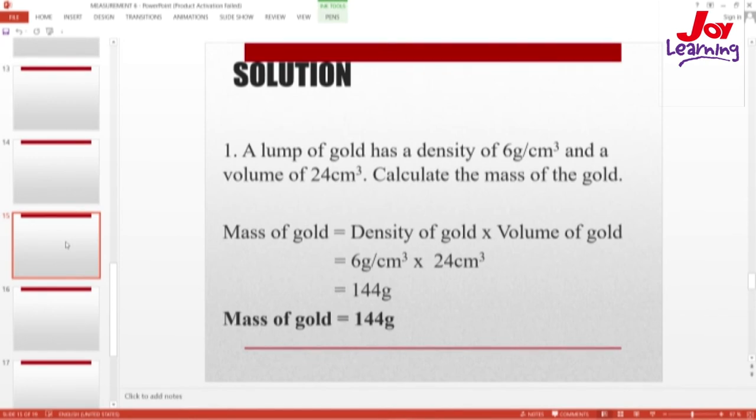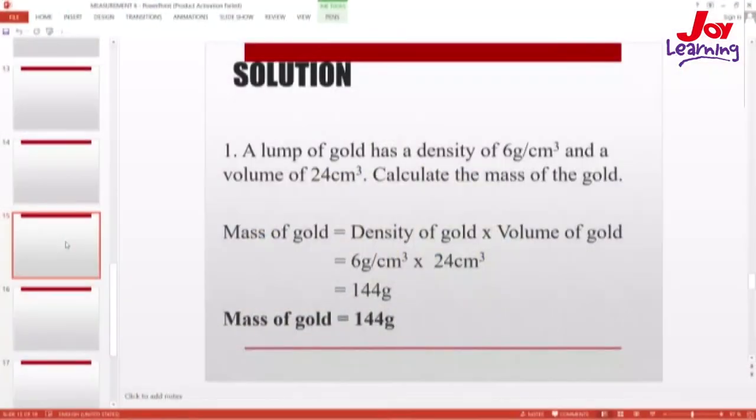So this time, to get the mass of gold, we multiply the density of gold by the volume of gold. Take notice of this. Anytime you are to calculate the mass of a substance, if you are given the density and the volume, all that you have to do is multiply these two. You multiply the density and the volume to get your mass.